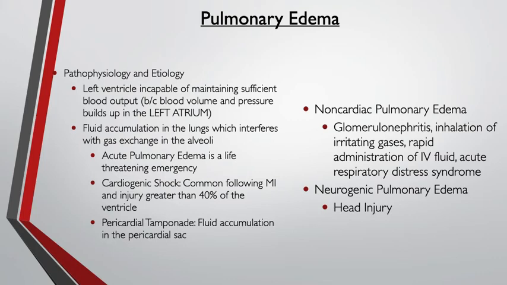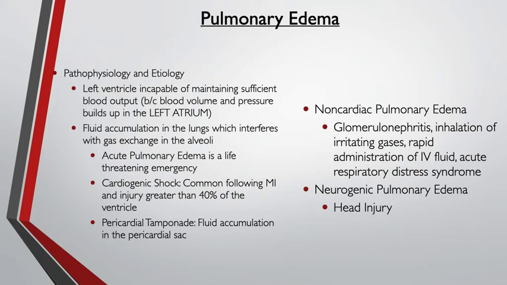So you have fluid accumulation in the lungs, which interferes with gas exchange in the alveoli. Acute pulmonary edema is a life-threatening emergency. It can even lead to cardiogenic shock. And this is common following an MI, when there is an injury of 40% or more of the ventricle. It can also lead to pericardial tamponade, which is a fluid accumulation in the pericardial sac.